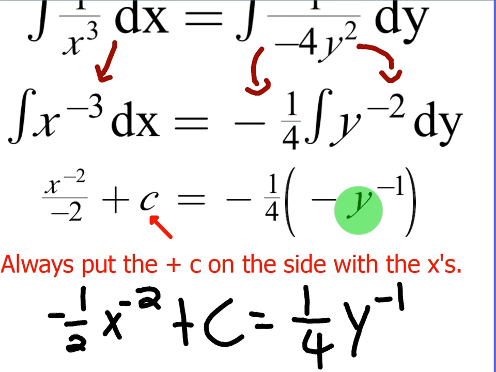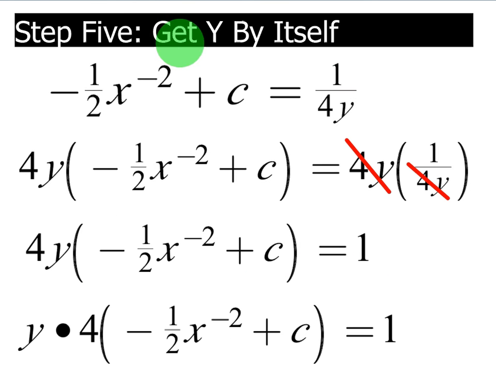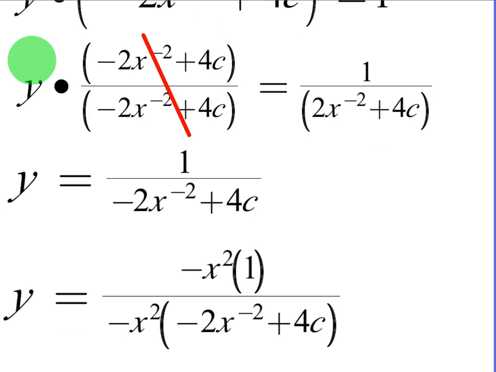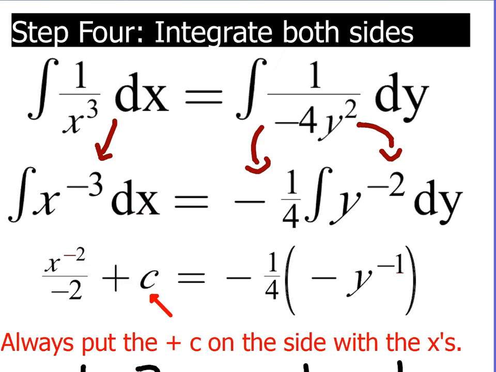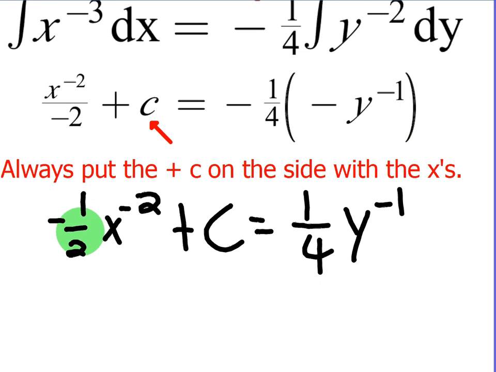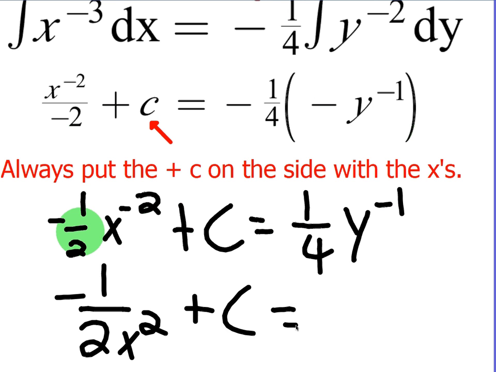So for our next step, we want to get the y by itself. There's a lot of different ways to do that. For this particular example, what I'm going to do is just rewrite it as 1/4y. So basically, whoops, I went to the wrong slide. I'm going to write this as 1/4y. In fact, I'll just show it on this slide. I like showing more work. So this is going to become negative 1/2x to the negative 2 plus c is equal to 1/4y.